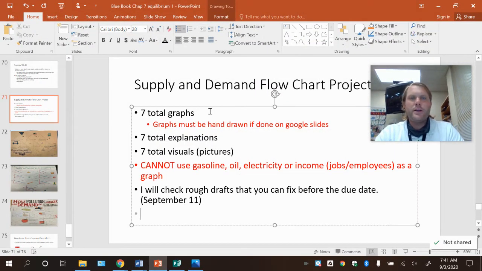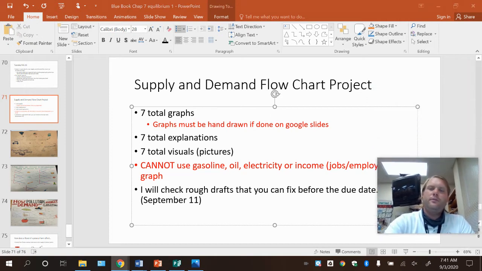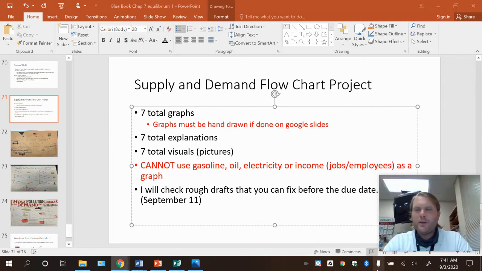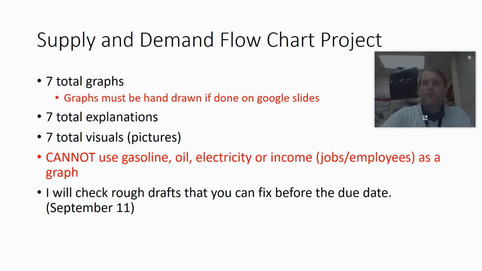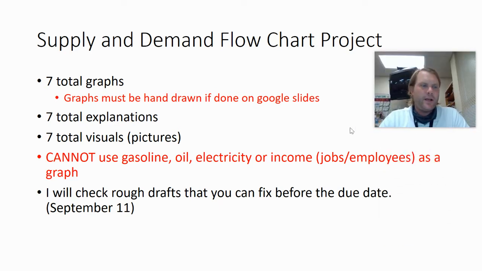So you're going to be creating a flow chart here of basically some things that most people would think are eventually unrelated, but you're going to have 7 total graphs. Okay, your graphs got to be hand drawn if they're on Google Slides. So what that means is you've got to use the notebook and capture your image and paste it into the Google Slides. You can also, you'll see in a second, you can do a poster board if you're a virtual person, and take a picture of it. That would, you could drop it off too if you wanted to, but that would work also.